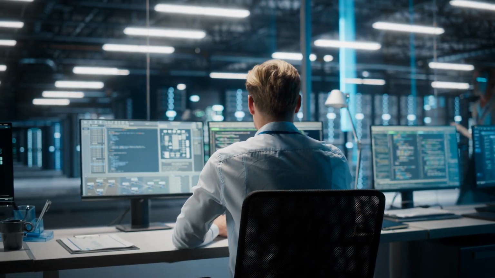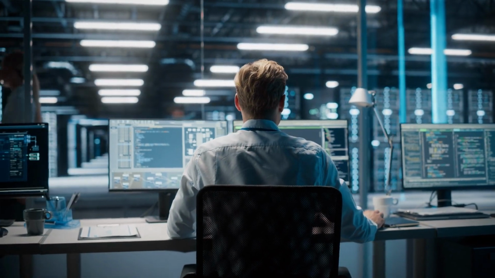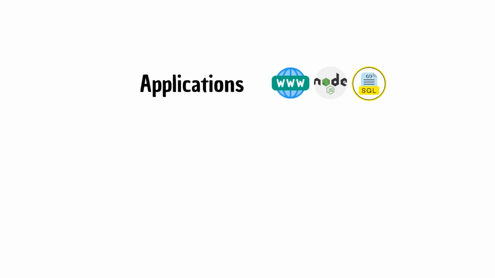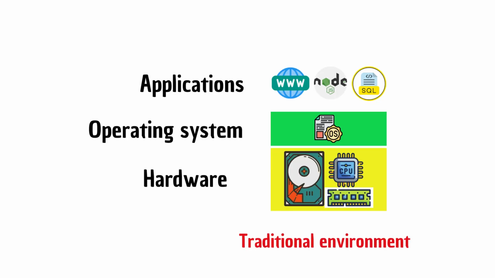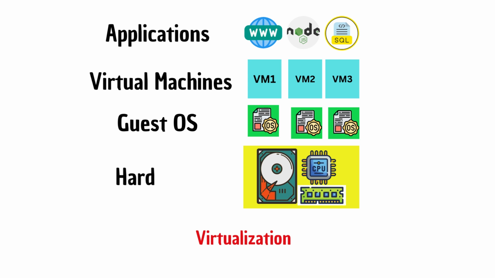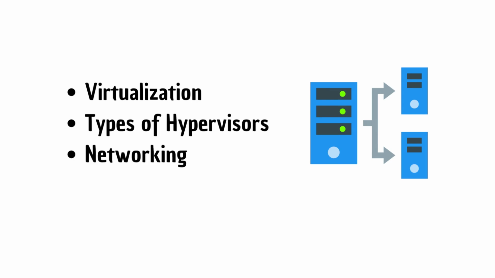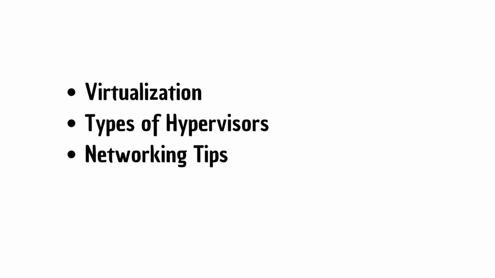Have you ever wondered how your computer can handle multiple applications running simultaneously without crashing? Traditionally, applications run directly on the physical hardware of your computer. But with virtualization, you can run multiple operating systems and applications on the same physical hardware. In this video, we'll explore the world of virtualization, including the different types of hypervisors and networking tips.